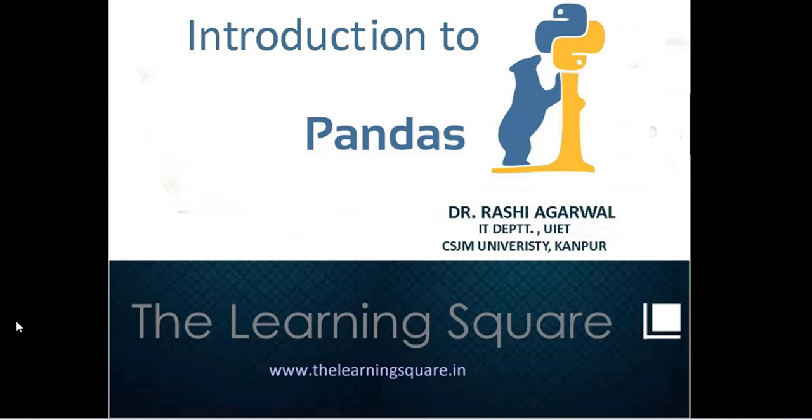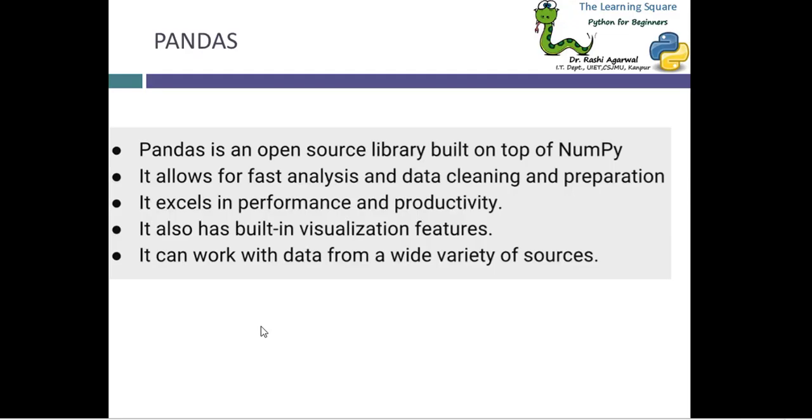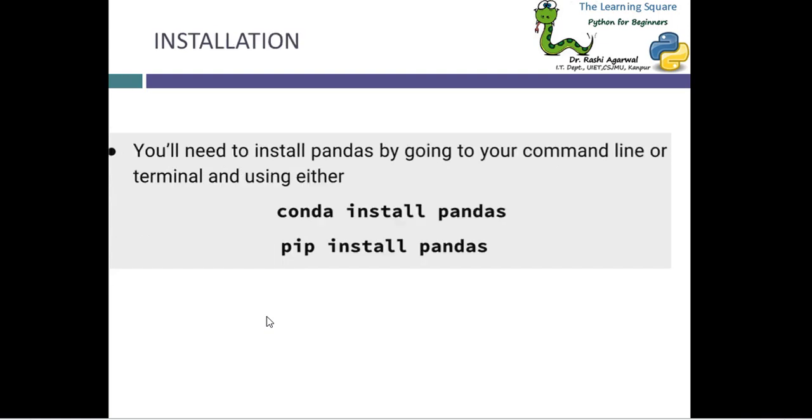Today I will introduce you to pandas, which is essentially a software library built in Python for data analysis. pandas is an open source library built on top of NumPy, which we had already studied earlier. It allows fast analysis, data cleaning and preparation. It excels in performance and productivity. It also has built-in visualization features. It can work with data from a wide variety of sources.